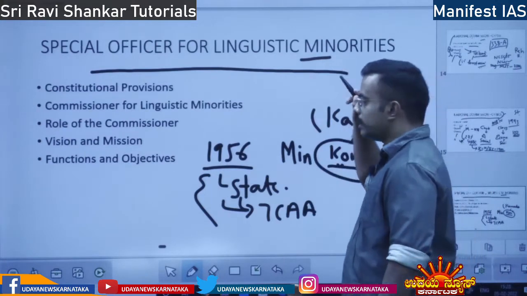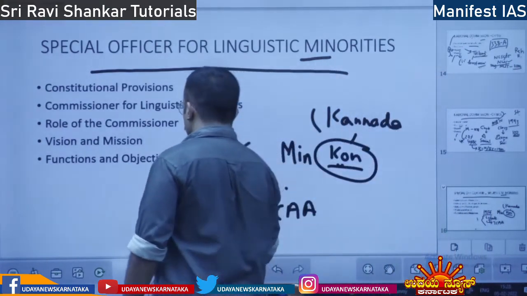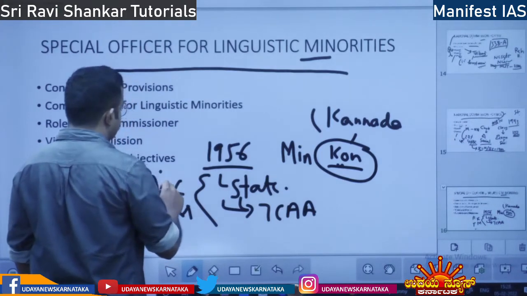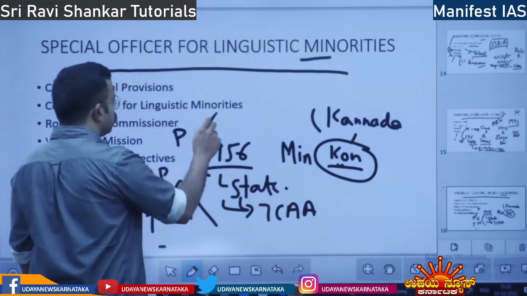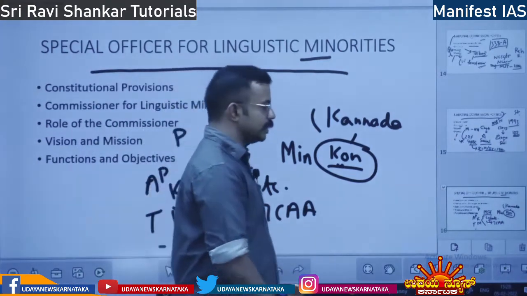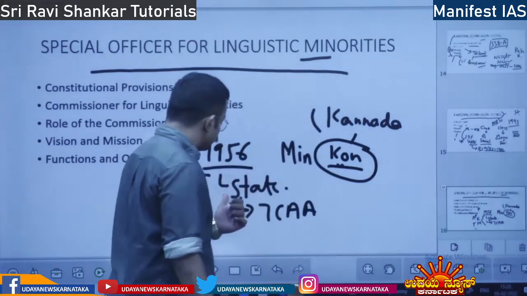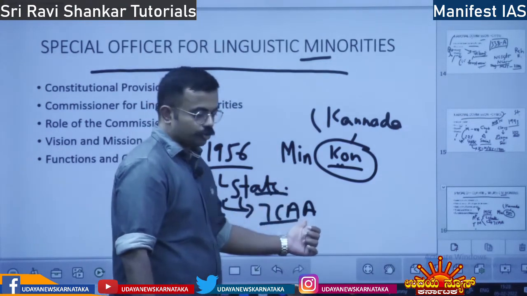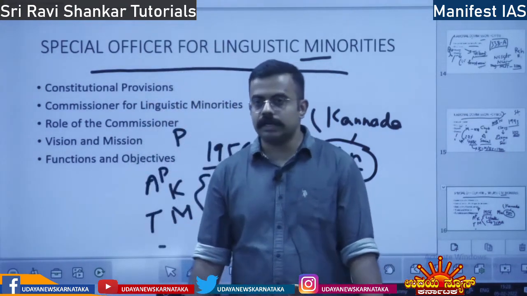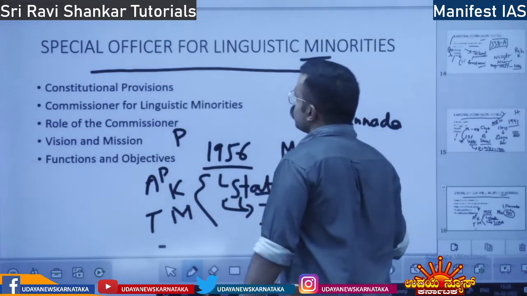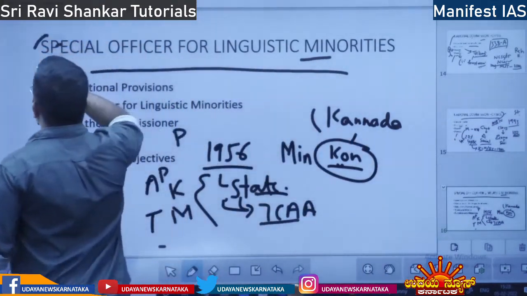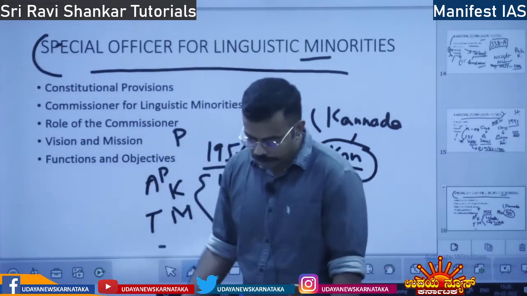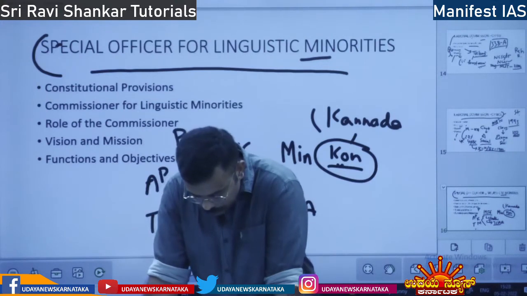So, 14 states in total. The state of Karnataka, the state of Maharashtra, Tamil Nadu, Andhra Pradesh, Punjab, UP and many other states were formed out of these two. That is State Reorganization Act and 7th Constitutional Amendment. This constitutional amendment also provided for the office of Special Officer for Linguistic Minorities. The same amendment provided for the special officer.